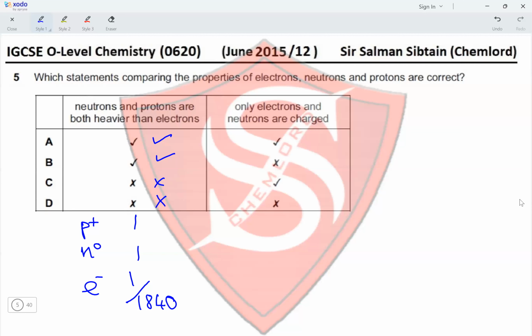Only electrons and neutrons are charged. If we talk about charges, protons carry a +1 charge, neutrons do not carry charges, and electrons carry a charge of -1. These are relative charges. So only electrons and neutrons are charged? No, this is incorrect. Only electrons and protons are charged, neutrons are uncharged. This makes option B the correct option for this question.